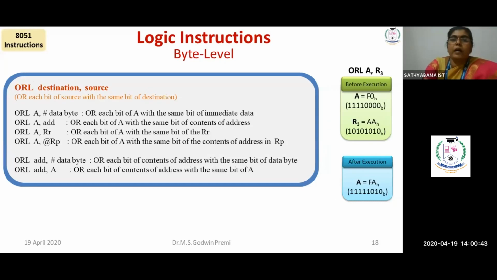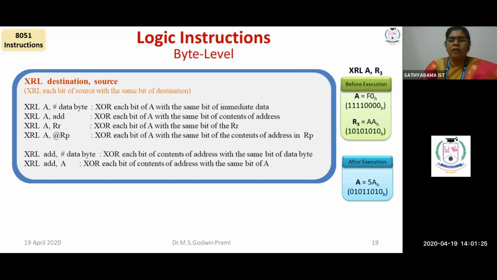Coming to the next one, logical OR. In the same way, consider the same thing. F0, R3 is having AA. So if we perform logical OR, what we have got? The result is FA. So just here you can see the destination can be either accumulator or the address. So the destination of logical AND, logical OR and logical XOR, for these 3 instructions, it can be either accumulator or the direct memory address. The source operand can be immediate data byte, direct address, or R0 to R7 or the pointing register.